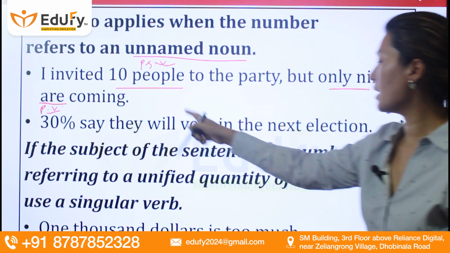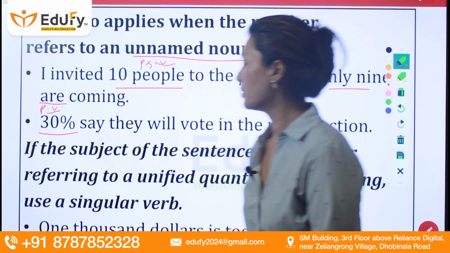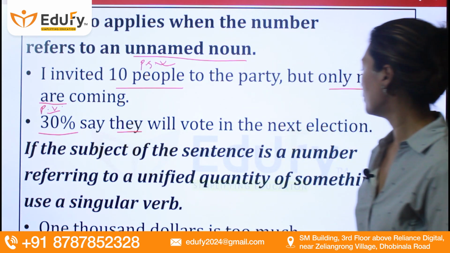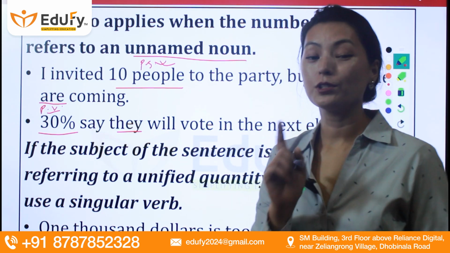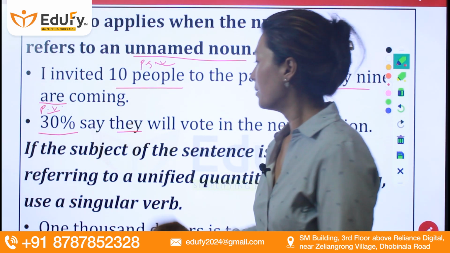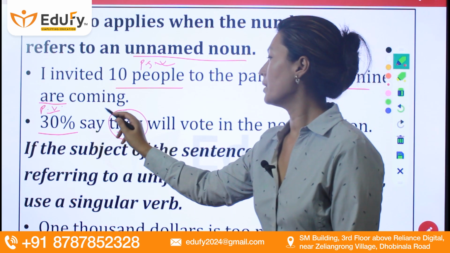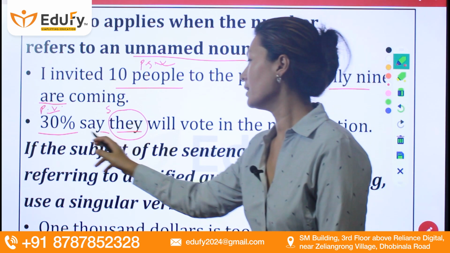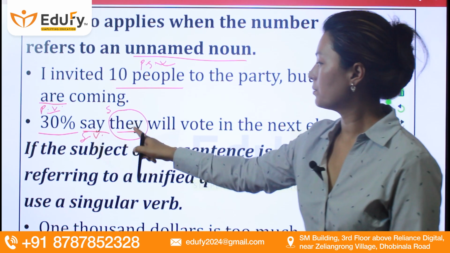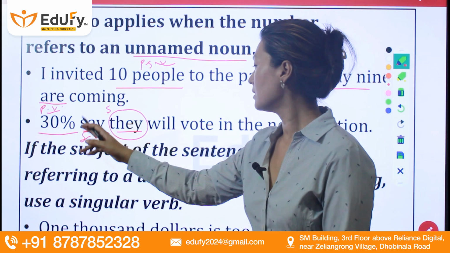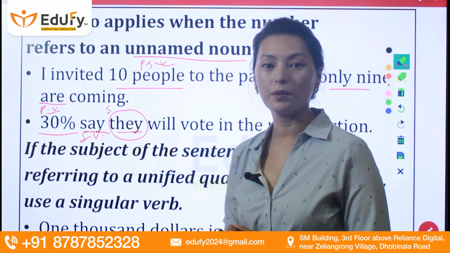Again, 30% say that they will vote in the next election. Now, there is no specific noun mentioned here, but see, they is given here, right? So I will not be able to write says. I will have to write say. This is a plural verb referring to these people. 30% say they will vote in the next election. So please make sure that you remember this rule.